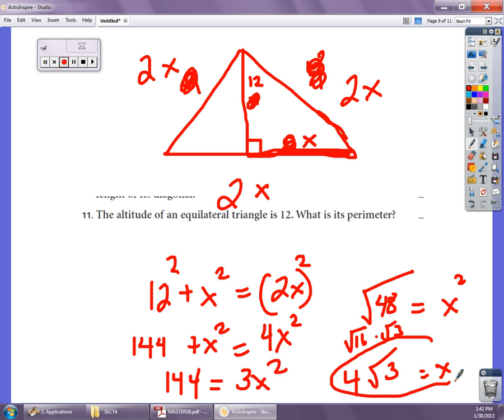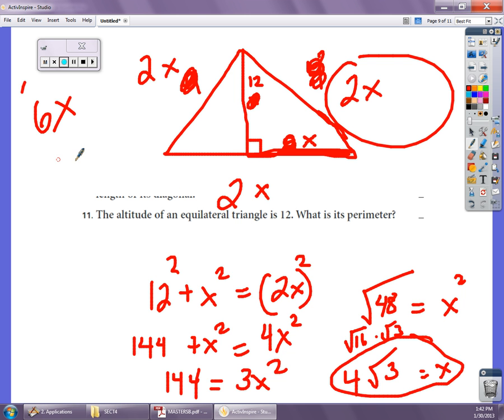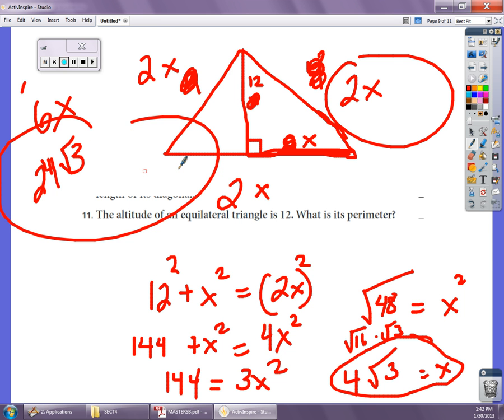Now, once you get x, it asks you for your perimeter. Now, remember, your perimeter, your original sides were 2x, 2x, and 2x. So added together, your perimeter is 6 times x. Well, here's what x is. So if you do 6 times this, 6 times 4 root 3, you just multiply the 6 times the 4, you get an exact answer of the perimeter being 24 root 3.